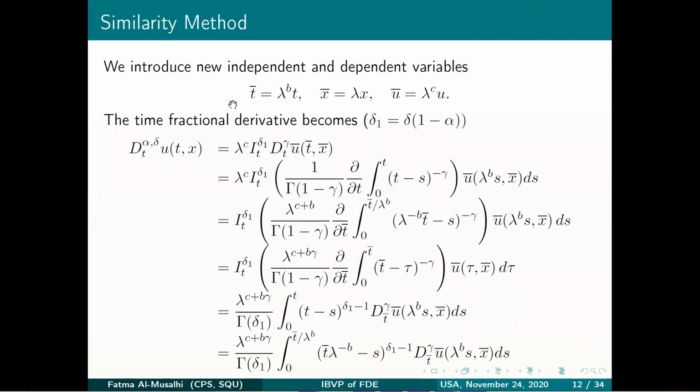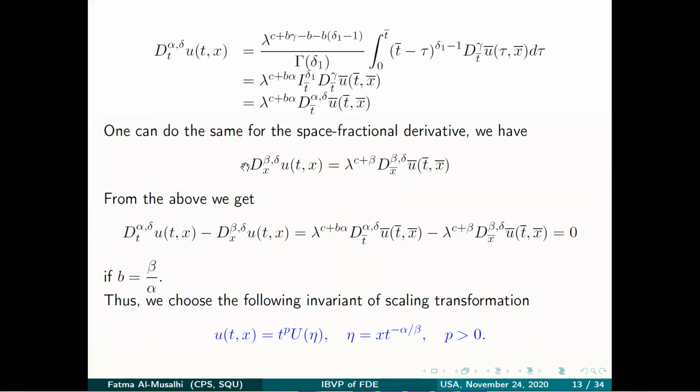So we start by determining our independent and dependent variables. We start with this transformation. We substitute this transformation in the time fractional derivative. Using change of variables, we end up with the time fractional derivative written in this form, while for space, repeating the same procedure, we end up with this one.